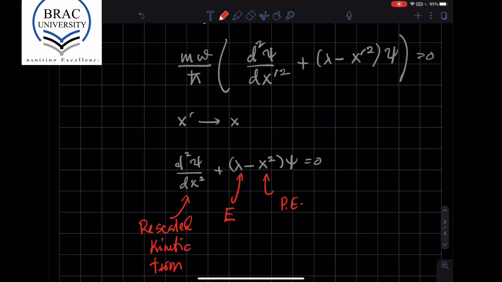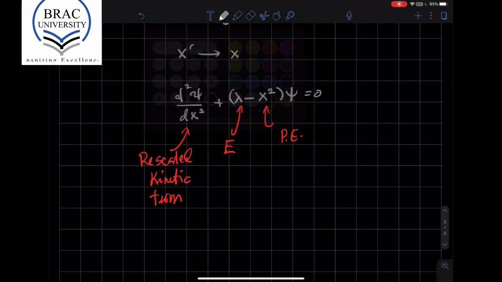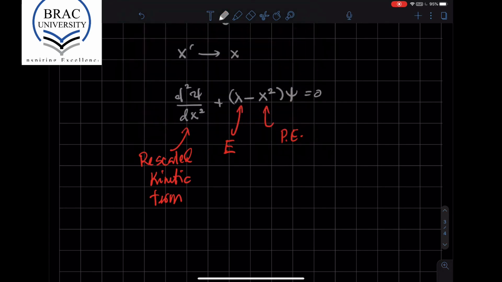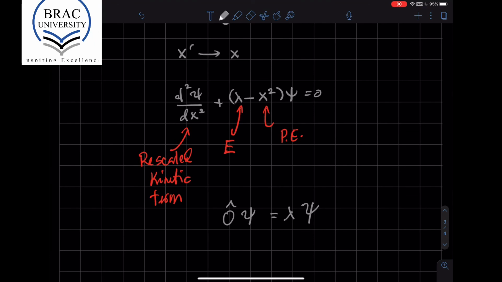Next we will see how this is solved, but just note that this equation has the form of some differential operator O acting on the wave function, giving some eigenvalue times the same wave function. So this is actually an eigenvalue problem, as we can see.